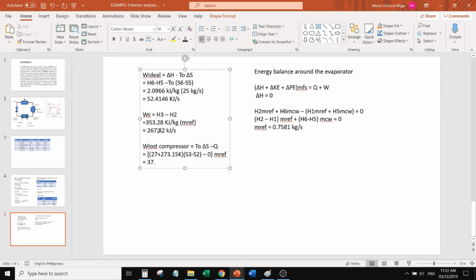okay, let me calculate that. S3 0.7 37.15 kilojoules per second.